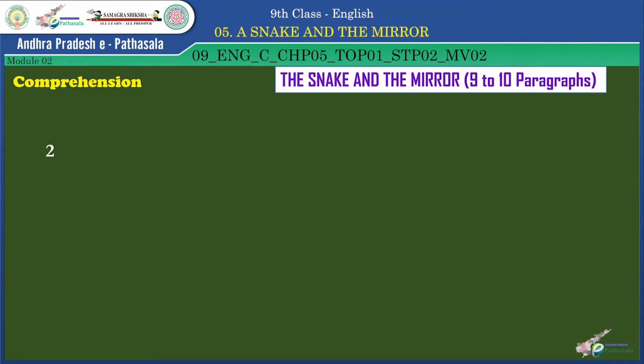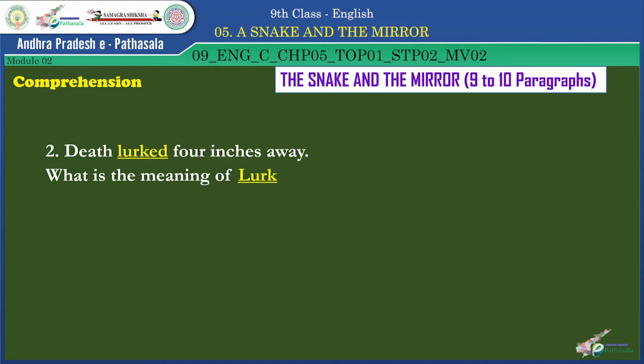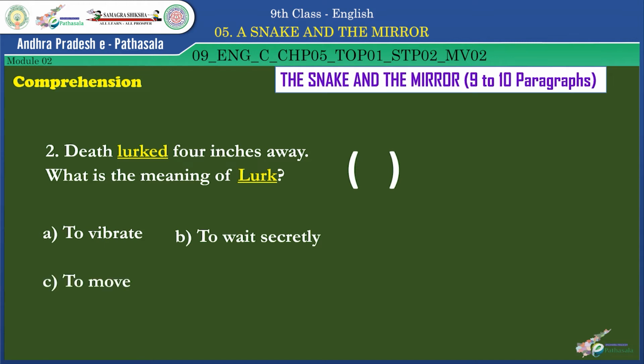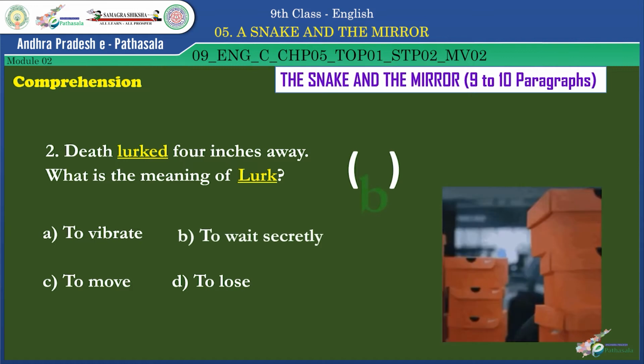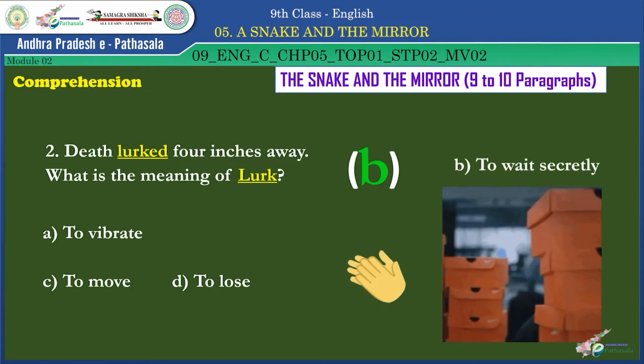Next question, my dear students, is "death lurked 4 inches away." What is the meaning of lurk? The options are A. To vibrate, B. To wait secretly, C. To move, D. To lose. B. To wait secretly is the right answer, my dear students.